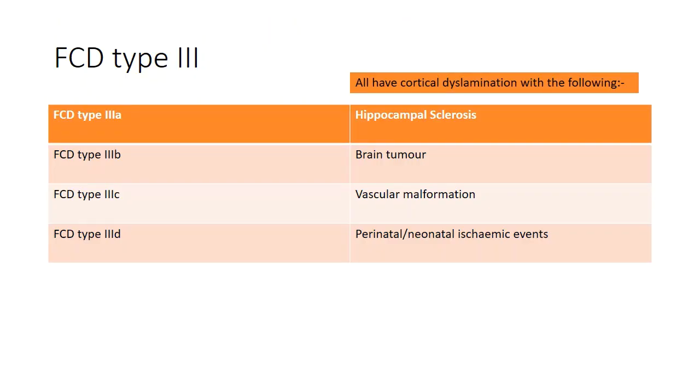Now, what is focal cortical dysplasia type 3? In addition to the cortical dyslamination, that is an abnormal arrangement of the cortical neurons, there is also hippocampal sclerosis noted in 3A, an associated brain tumor in 3B, an associated vascular malformation in 3C, and an associated history of perinatal or neonatal ischemic event in 3D.